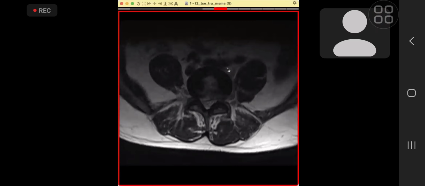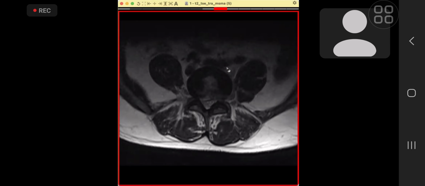There is an indistinct margin of the extradural space at this level with an abnormal iso-intense signal intensity lesion seen at the extradural space, obliterating the L4, L5 exit nerve root and compressing it on the left side. There is also abnormal facet arthropathy at this level.